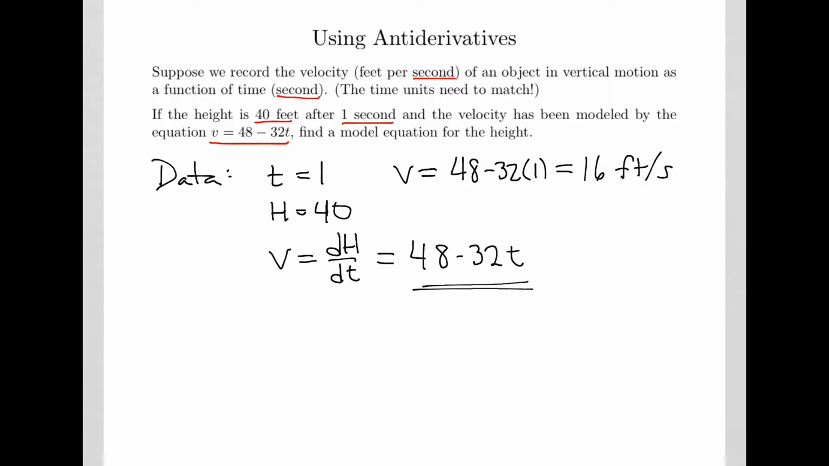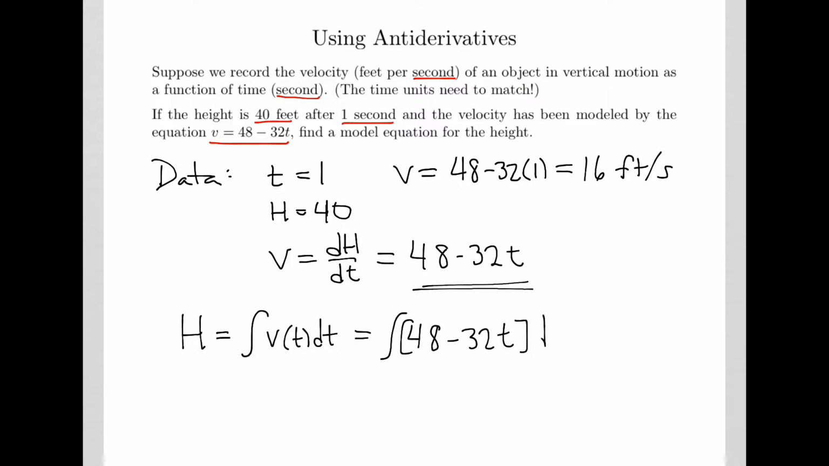All right. So the connection of antiderivatives and derivatives is if I know the derivative, my height must be an antiderivative of my velocity. So what I'm going to do is an integral to find the antiderivative of 48 minus 32t.